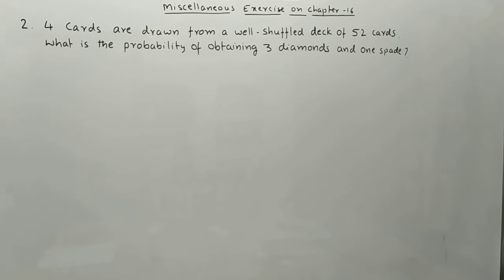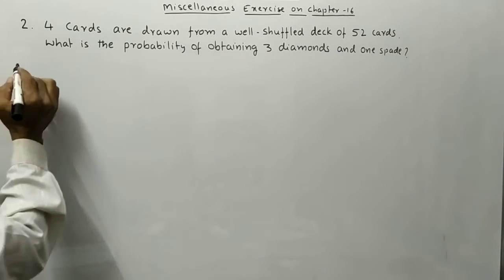Second question. 4 cards are drawn from a well-shuffled deck of 52 cards. What is the probability of obtaining 3 diamonds and 1 spade? Solution.